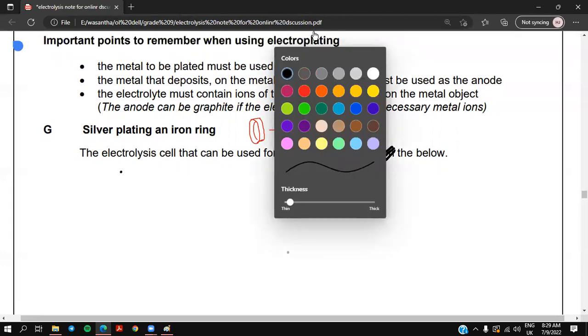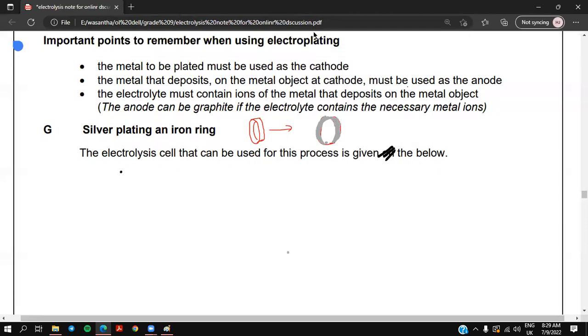Pay attention to this. I'm going to construct this one step by step. You take the solution. And then we have a battery.